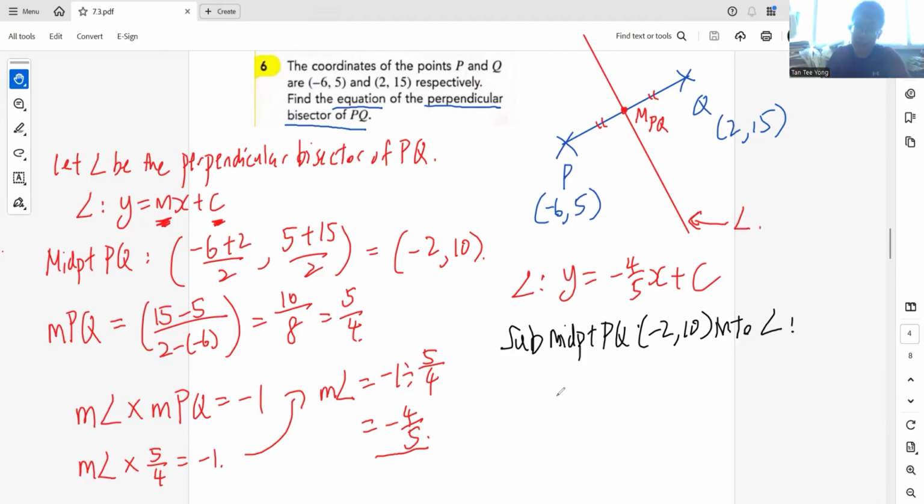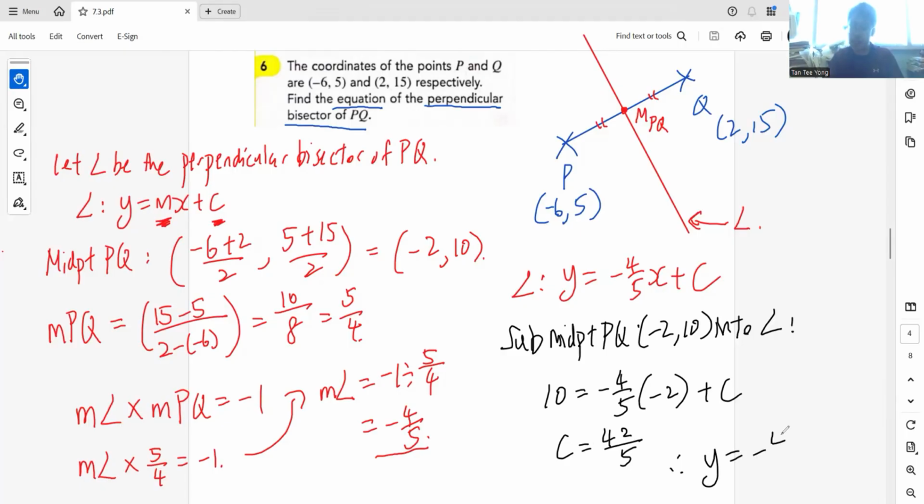Okay, so then we have 10 equals negative 4 over 5 times negative 2 plus c. So in short, my c is equal to 42 over 5. Therefore the equation of my perpendicular bisector is y equals negative 4 over 5 x plus 42 over 5. Okay, so this is the equation of the perpendicular bisector of PQ.